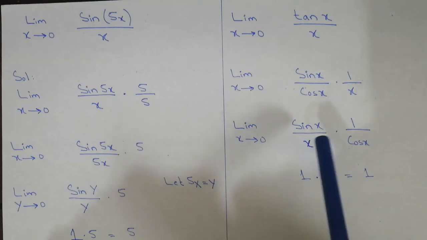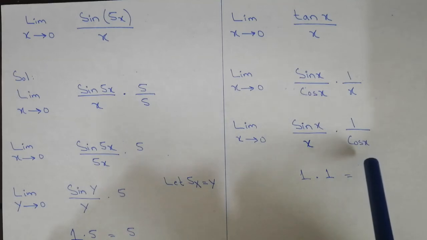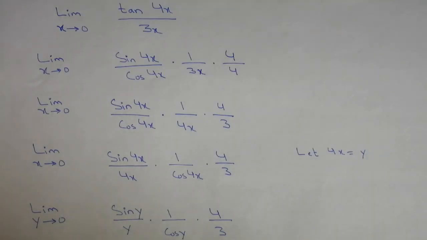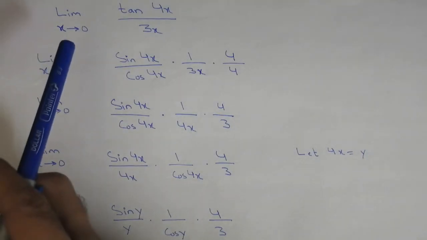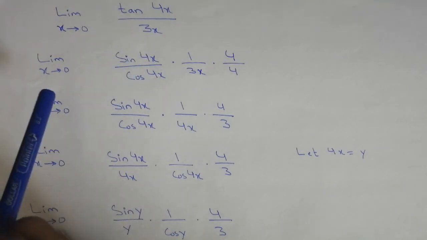So we know that sine x divided by x is equal to 1. So 1 multiplied by, if we place the value of x as 0, 1 divided by cos 0, we know that it is 1. So 1 into 1 will be equal to 1. We have another problem over here. Limit x approaches 0, tangent 4x divided by 3x.